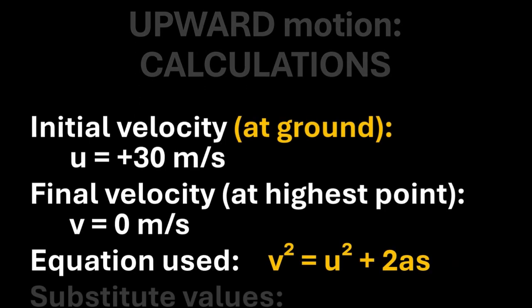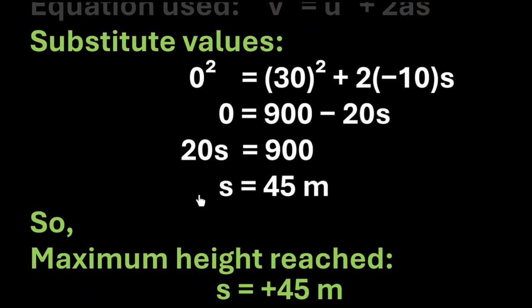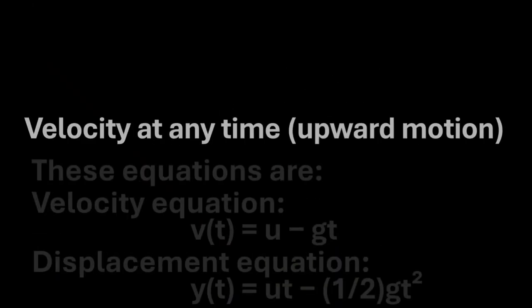Now coming to the calculations, which make use of equations of motion. Initial velocity is 30 meter per second. Final velocity is 0. If we use v square is equal to u square plus 2as, we get s is equal to 45 meter, which means the maximum height attained by this vertical projectile is 45 meter. To be more precise, we'll add a positive symbol. Why? Because going up is positive and coming down is negative as per the chosen reference. So yes, the maximum height is 45 meter.